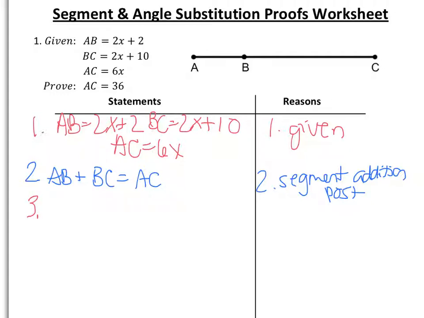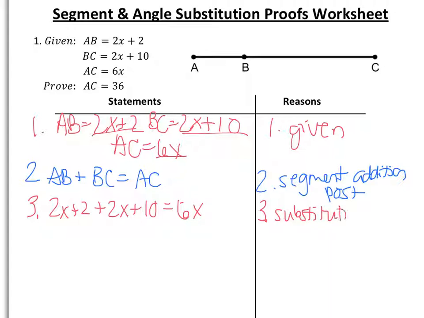So AB is 2x plus 2. BC is 2x plus 10. And AC is 6x. When I saw some people messing up today, it was actually that they just plugged in the wrong stuff. So make sure you're plugging in the right stuff that's in the given. Fourth step, I'm going to simplify.